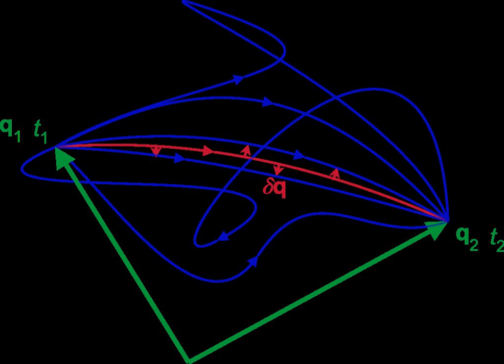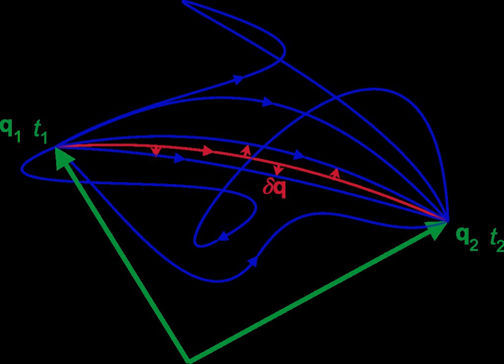S[q; t1, t2] = ∫ from t1 to t2 of L(q(t), q̇(t), t) dt, where the dot denotes the time derivative and t is time.